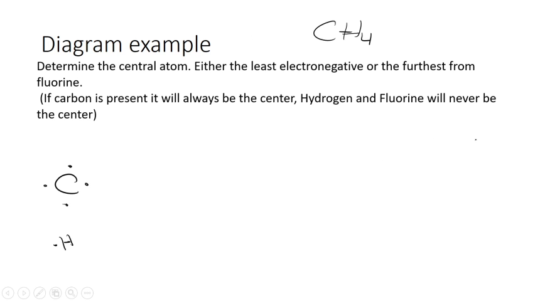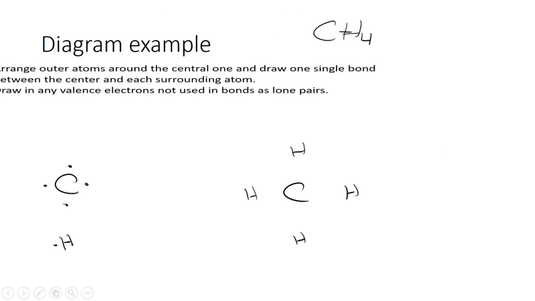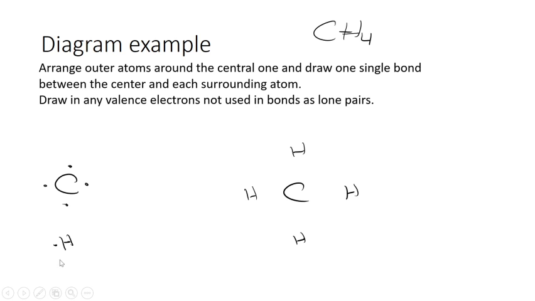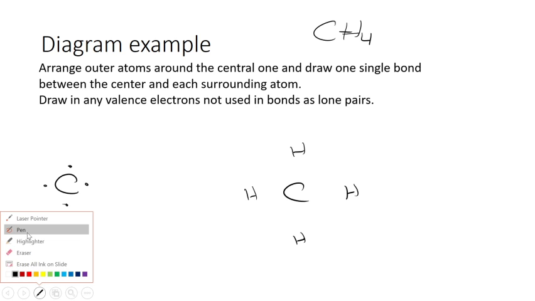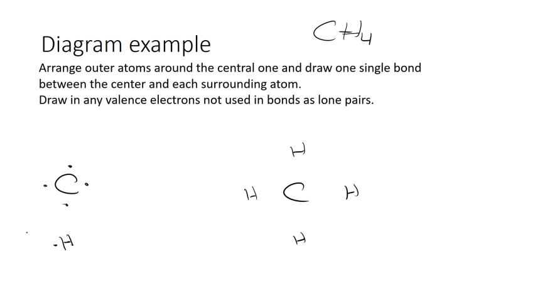So in this case, carbon is going to be the center, hydrogen never the center. Okay, so then carbon, hydrogen, hydrogen, hydrogen, hydrogen. We've got 4 of them. Now arrange the outer atoms around the central one, which I just did, and draw one single bond between the center and each surrounding atom, and draw on any valence electrons.